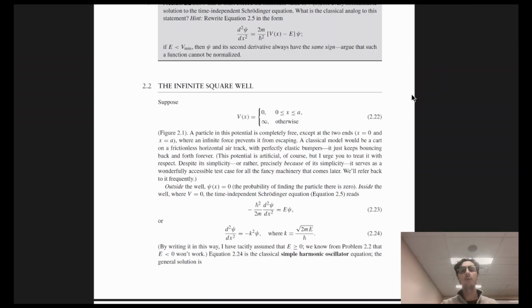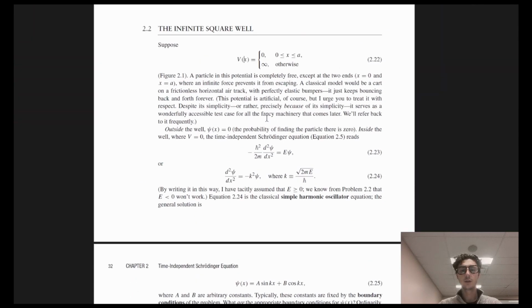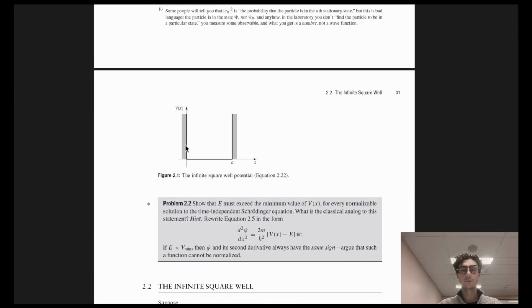Our first example of the time-independent Schrodinger equation. Section 2.2, the infinite square well. Suppose we have a potential that depends on x, where it is 0 from x equals 0 all the way to x equals a, and it is infinity otherwise. So it creates a potential that looks like this.